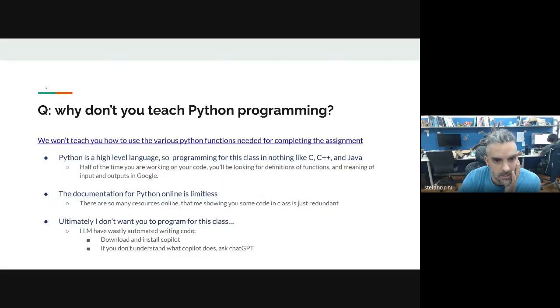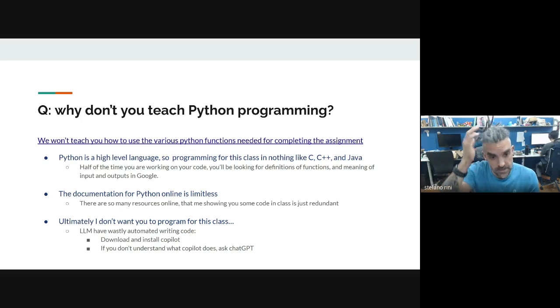FAQs. Why don't you teach Python programming? In the past edition of the class, we would take a couple of classes at the beginning to teach Python to people, and we would tell you about memory management in Python, versioning, installing packages, and so on. But this is now mostly obsolete.